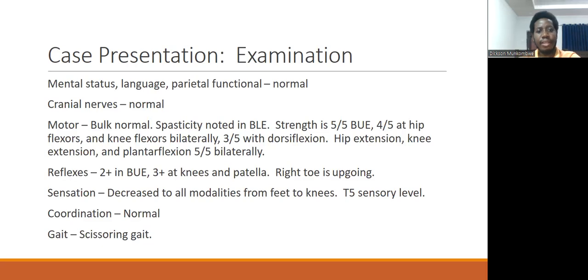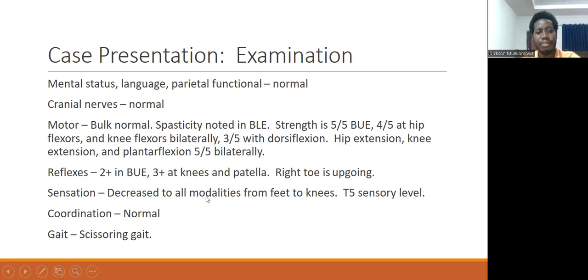So on exam, his mental status, language, and parietal function were normal. His cranial nerves were normal as well. On his motor exam, his bulk was normal. He had spasticity noted in bilateral lower extremities, so that means his tone was increased. The strength was 5 out of 5 in the upper limbs. It was 4 out of 5 at the hip flexors and the knee flexors, both lower limbs. It was 3 out of 5 with the ankle dorsiflexion. Hip extension, knee extension, and plantar flexion were normal. So he had a flexor predominant weakness pattern where the extensors were spared, but the flexors were weak.